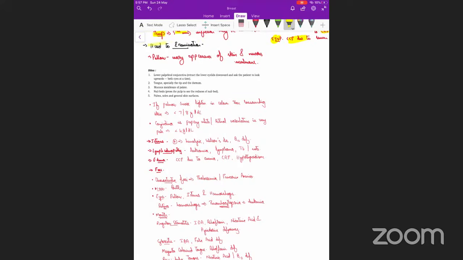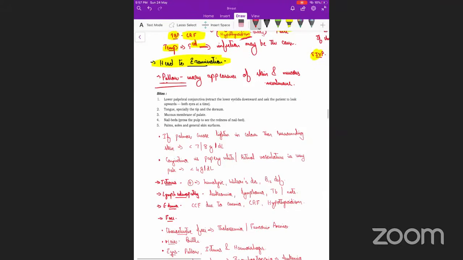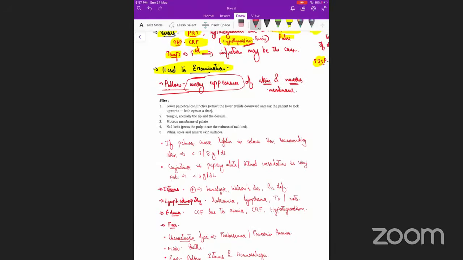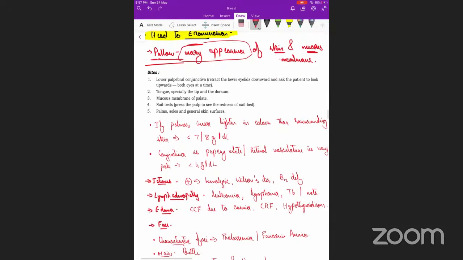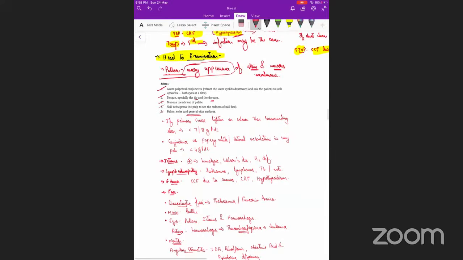Next is head-to-toe examination. Very important in anemia is head-to-toe examination. First is pallor. Pallor, what is it? Waxy appearance of skin and mucous membrane. This is what we look for in anemia. So what are the sites? As one of the participants had already mentioned, it is the lower palpebral conjunctiva, the tongue, especially the tip and the dorsum of the tongue, mucous membrane of the palate, nail beds, palms, soles, and general skin surfaces. These are the sites where you look for pallor.